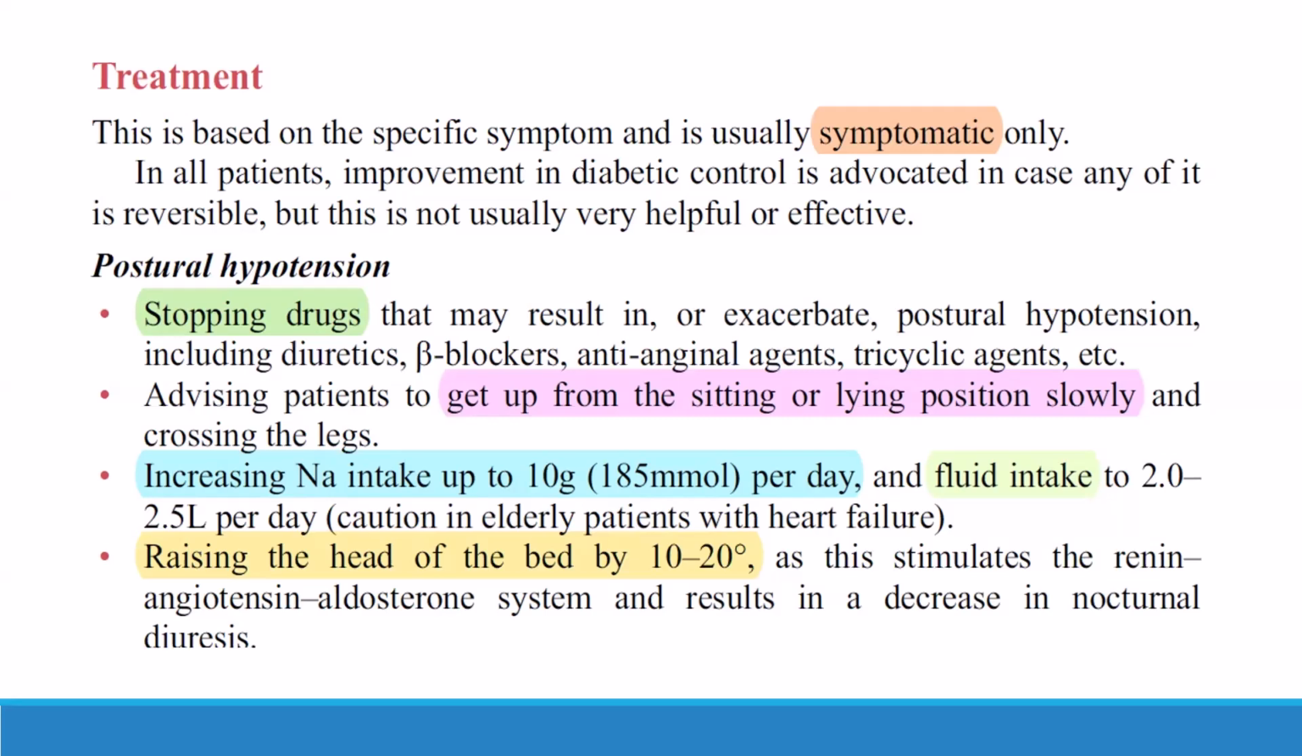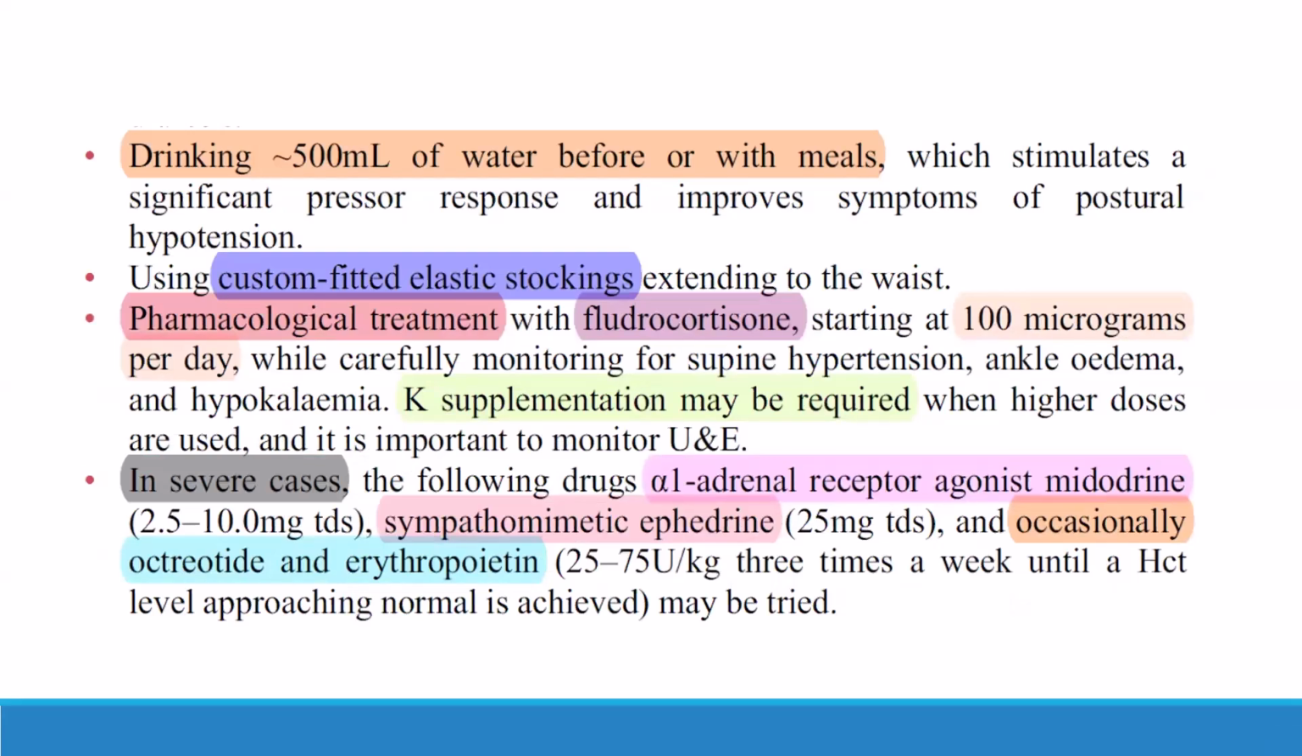Postural hypotension can be treated by stopping drugs that can cause hypotension, like beta blockers, anti-anginal agents, and tricyclic antidepressants. Increase sodium intake up to 10 grams per day, and fluid intake to 2.5 liters per day. Raise the head of the bed by 10 to 20 degrees. Drinking 500 ml of water before or with a meal will decrease the risk of postural hypotension. Use custom-fitted elastic stockings.